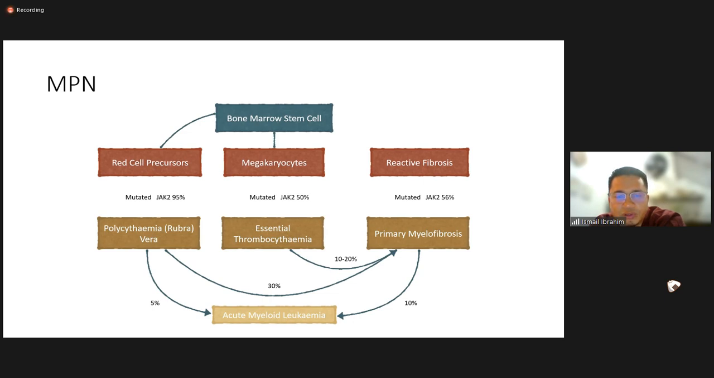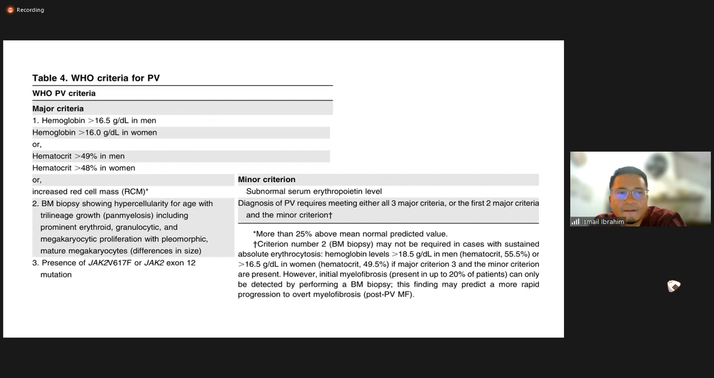And it's driven by a mutation called JAK2 mutation, mainly in polycythemia rubra vera, up to 95 to 98%. And the rest of the MPN, they have about 50 to 56% of JAK2 mutation. There are other mutations associated with it, but the main one is JAK2 mutation. For polycythemia rubra vera, we diagnose them by looking at the hemoglobin and hematocrit, and then we follow by using a JAK2 mutation.